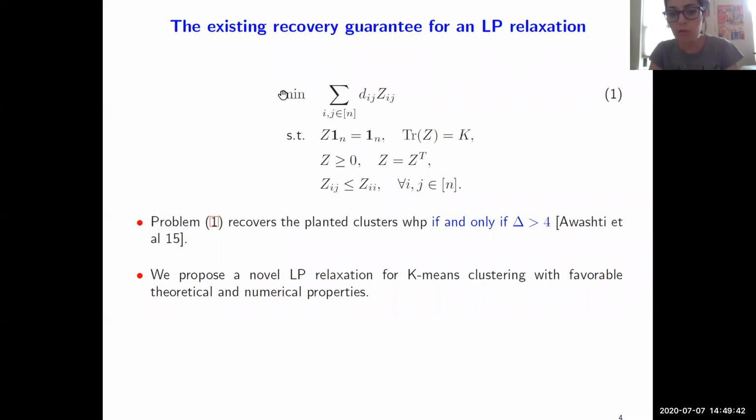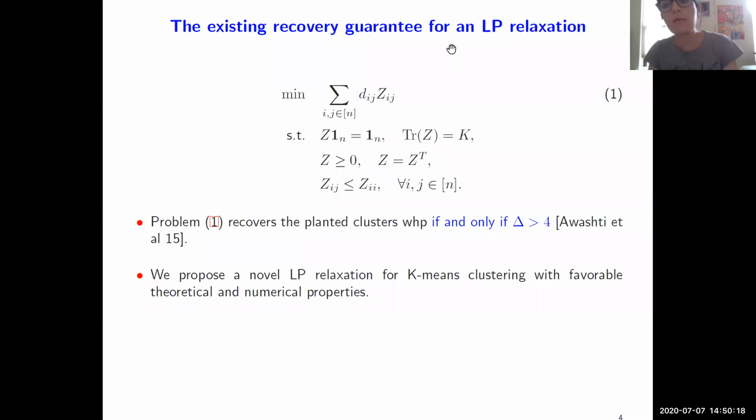And it has been shown that this problem recovers the underlying clusters with high probability if and only if delta is bigger than 4. Now, if each ball has unit radius and you ask delta bigger than 4, it means any pair of points in the same cluster are closer to each other than a pair of points in different clusters. In this case, actually, clustering is trivial. So the conclusion in this paper was that LP looks to be useless in this context.